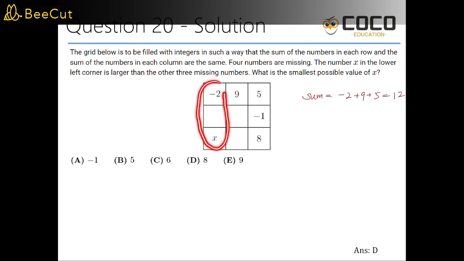Okay, let's check this column, the sum is 12. So the middle number is 12 minus x minus -2, the same as 12 minus x plus 2. So this is 14 minus x.